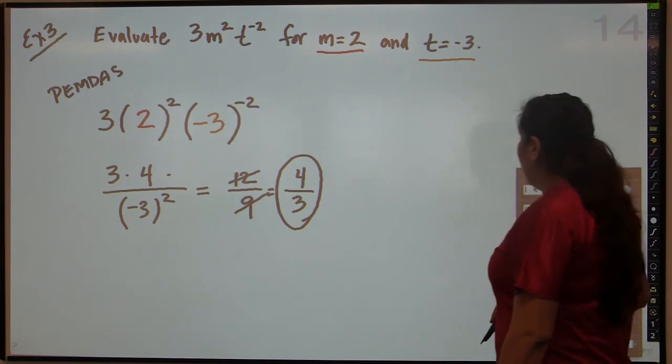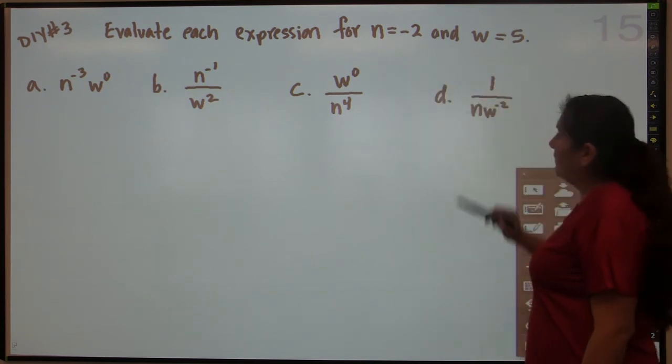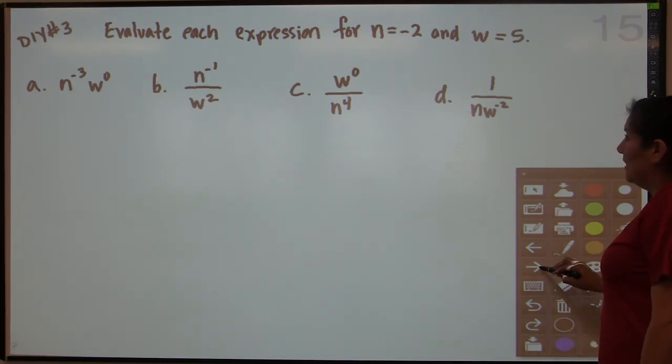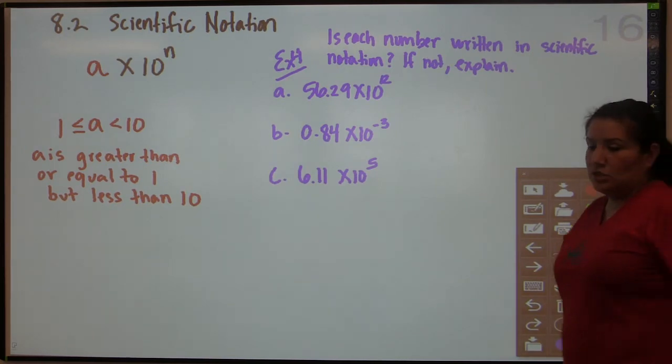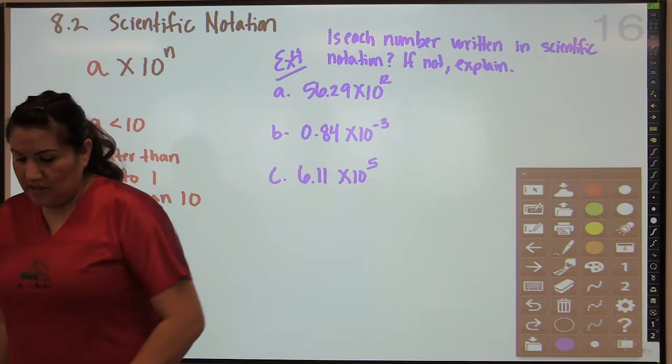Awesome. So now you are going to try this example. Again, we know that n equals negative 2, w equals 5. So for each example, you want to plug in those numbers for those variables. All right. So the next thing we're going to do, like I said, this is a two-part section. We're doing 8.1 and 8.2 in class tomorrow.